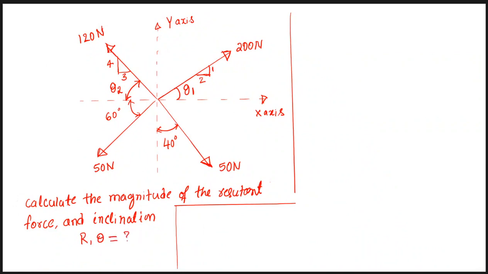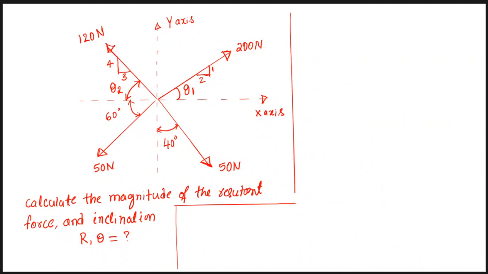So to calculate the magnitude of the resultant force, we have to find out the summation of all the forces along the x direction and the summation of forces along the y direction. To find these, we have to resolve the inclined forces into their x and y components. To resolve the forces, we need the inclination of the individual forces with respect to any one of the axes.